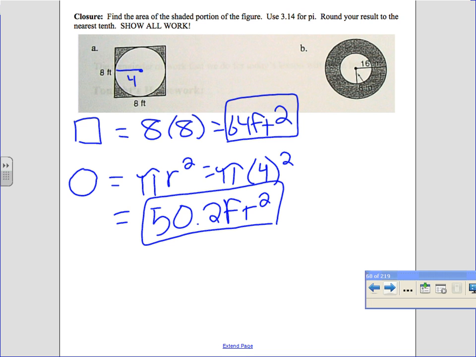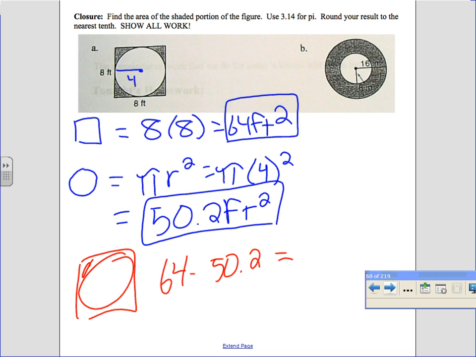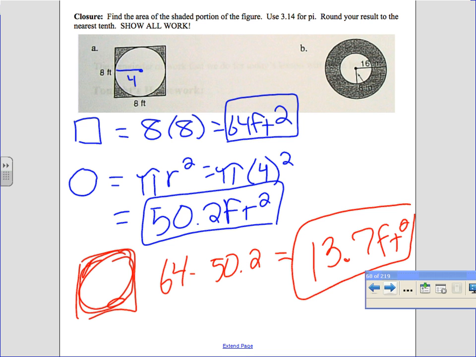Anyone else have questions? Okay, so last step is take 64 minus 50.2. This gives us the area of the shaded region, which is all around the circle. So what is the area of just the shaded region, Neil? Good. 13.7 feet squared is the area.